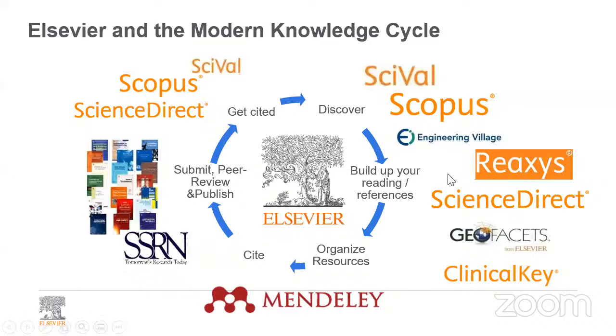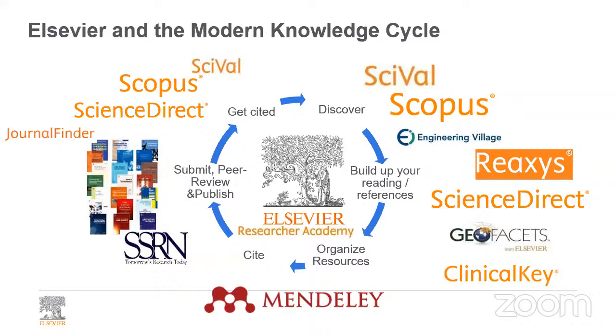We did have sessions on specialized solutions, so Engineering Village for engineering, Reaxys for chemistry, Geofacets for geoscience, ClinicalKey for health sciences as well. And we did have a little bit of a quick overview over SSRN. We had a detailed session on Mendeley as well. And also, I'm gonna be using today here as well the Journal Finder. We're gonna take another quick look at SSRN itself and a little bit of an overview at the end of the session for Researcher Academy itself.